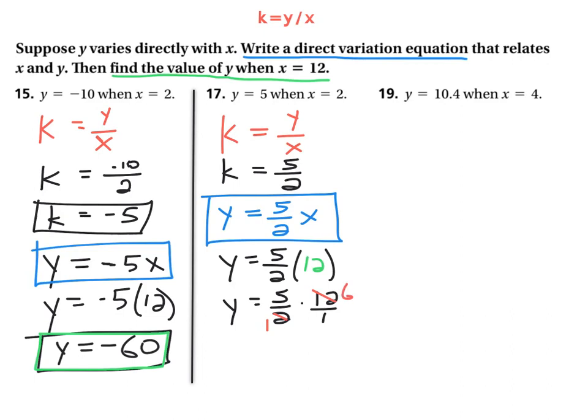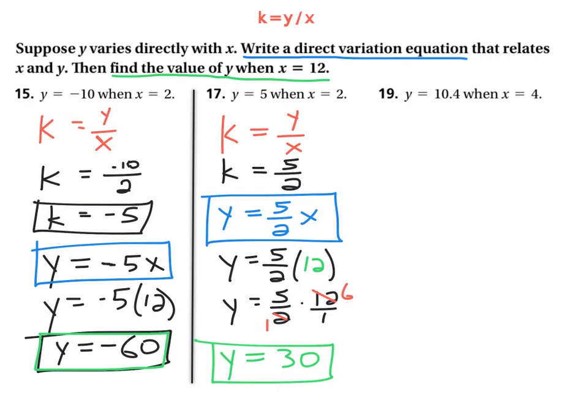And then when we multiply, we get y equals, we're going to get a 1 on the bottom, so we can just call it the whole number that we get on top. And here, 5 times the 6 that we got when we canceled is 30. So y equals 30. That's the green answer for the top. Find the value of y when x is 12.